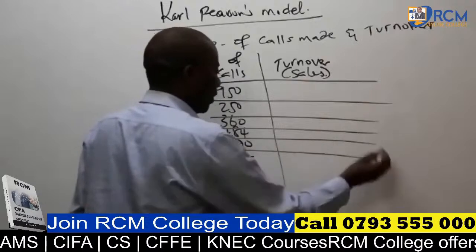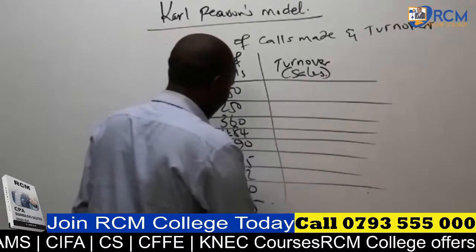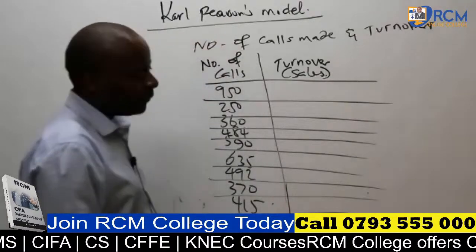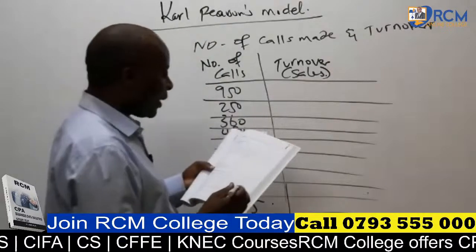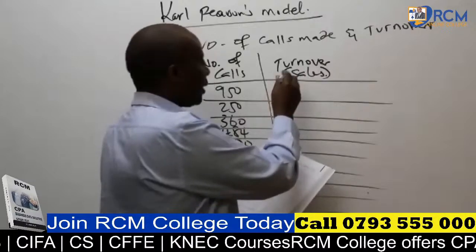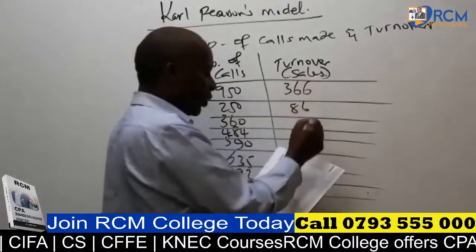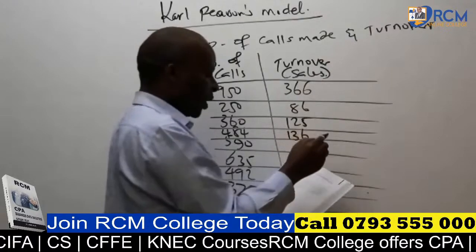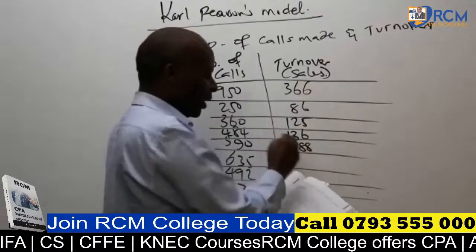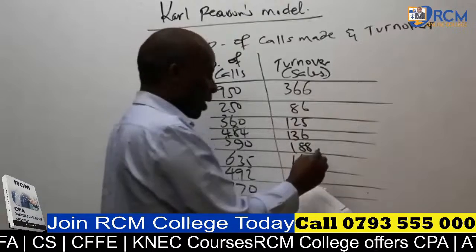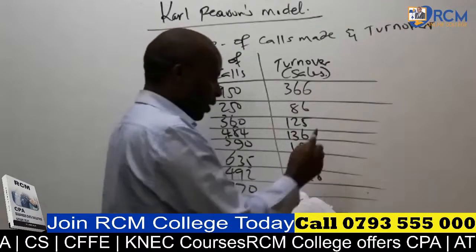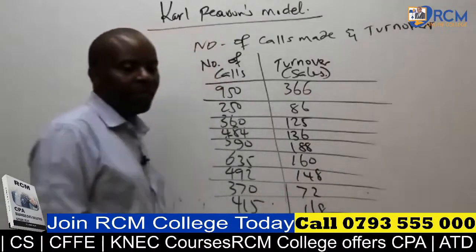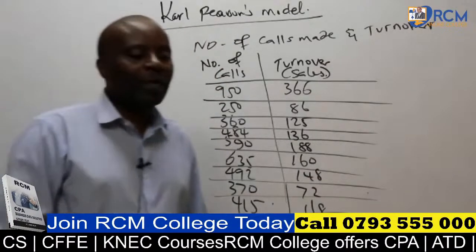You know, QA is the best paper in CPA. So the first turnover they have given me is 366. We have 86, we have 125, we have 136, we have 188, we have 160, we have 148, we have 72, and then we have 118. So please, first of all of us, we must copy up to there.